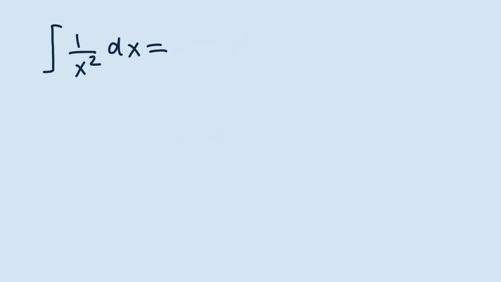Try to solve this question. Integral 1 over x squared dx. To solve this question, let us first rewrite the question. So we will write integral. So basically 1 over x squared is the same as x to the power negative 2.